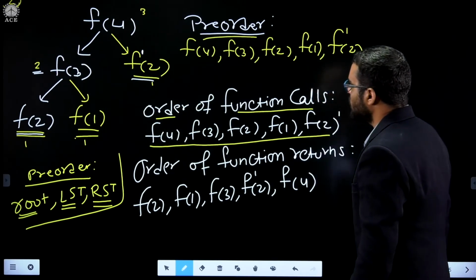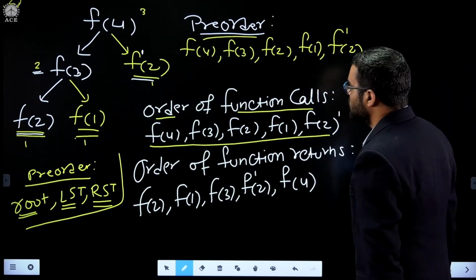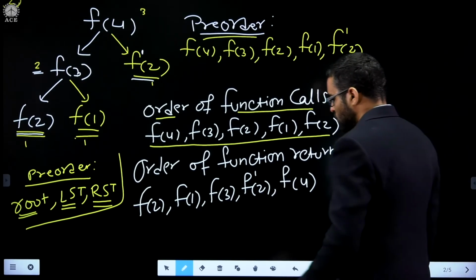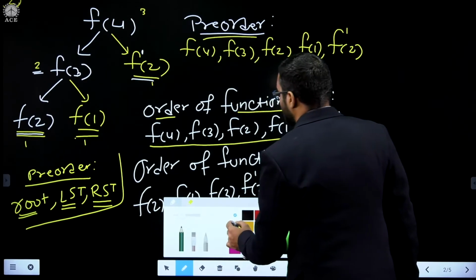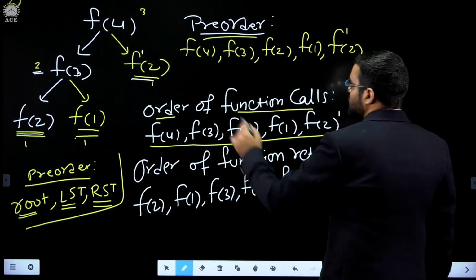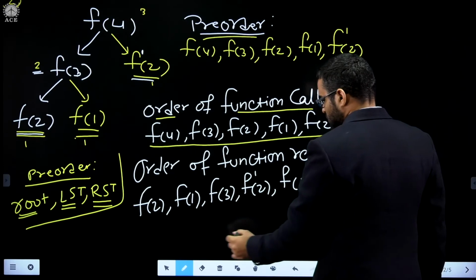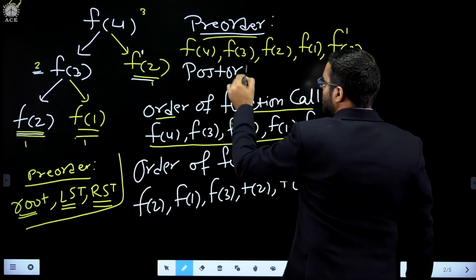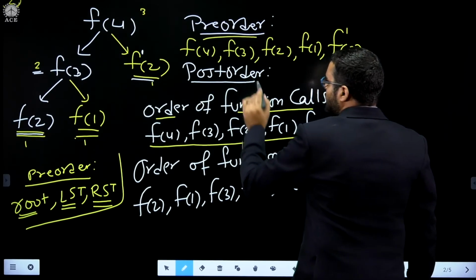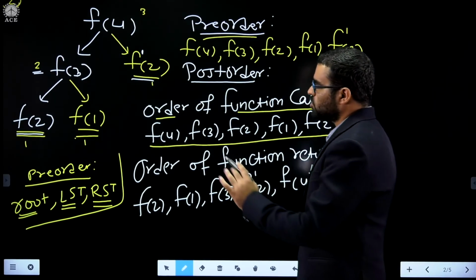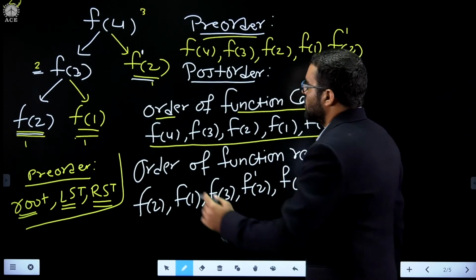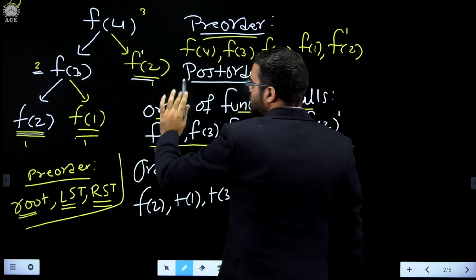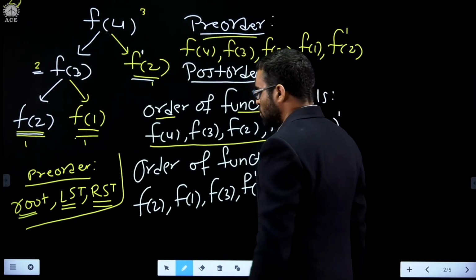tree. Now let's write down the post order traversal. So for this question, now let's write down the post order traversal. So what will that be? Let me write down here, post order. So what will be the post order traversal? In the post order traversal, what we do? First we do the left subtree, then we do the right subtree, and then at the end we print the root node.